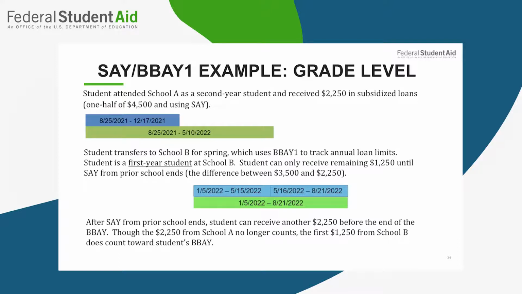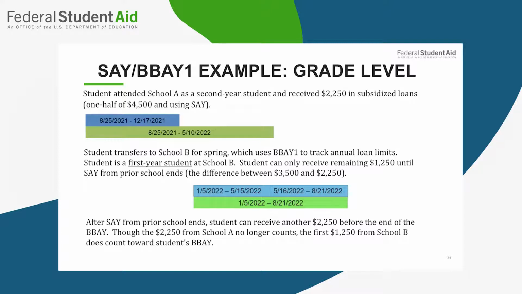The student's a first-year student at school B, so the student cannot receive another $2,250. They can only receive the remaining $1,250 until the scheduled award year from school A ends. Where did we get the $1,250 from? It's the difference between the $3,500, that's the annual base amount for a first-year student, and the $2,250 in the annual base amount that the student borrowed at school A.